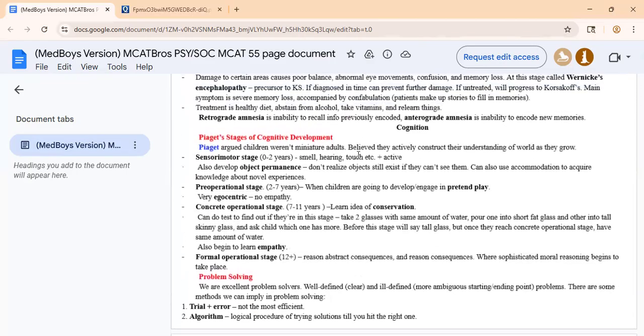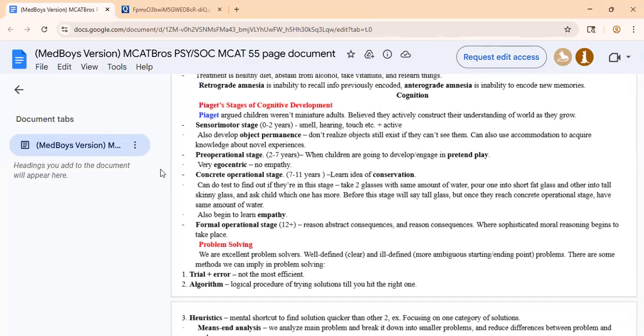Retro, as I mentioned, is back in the day, like retrograde, back in the day, like retro music. It's the inability to recall previously encoded information. Anter means going forward, so anterograde amnesia is basically being unable to encode new memory.